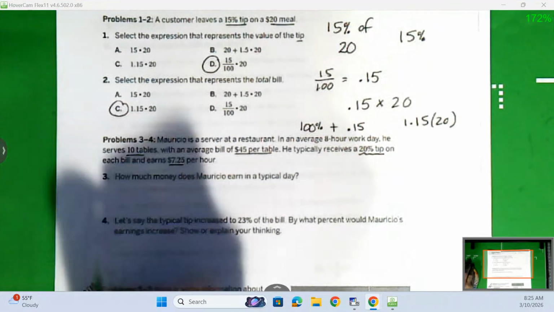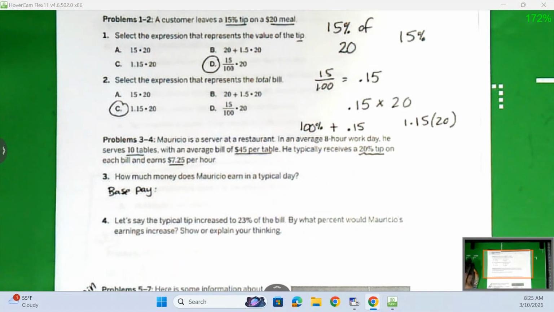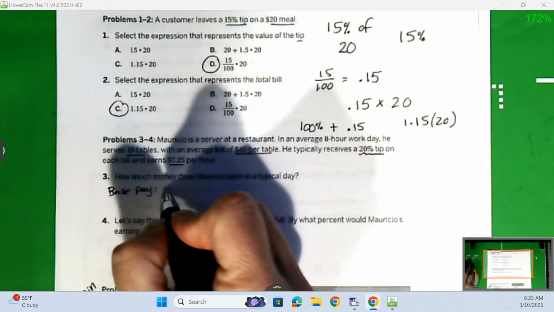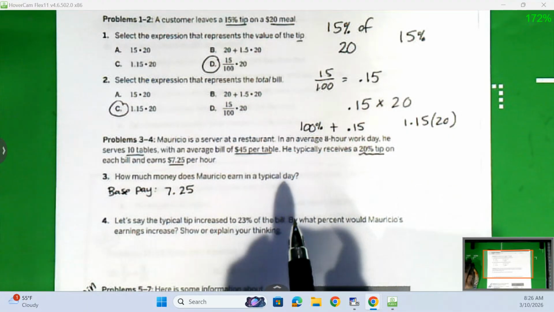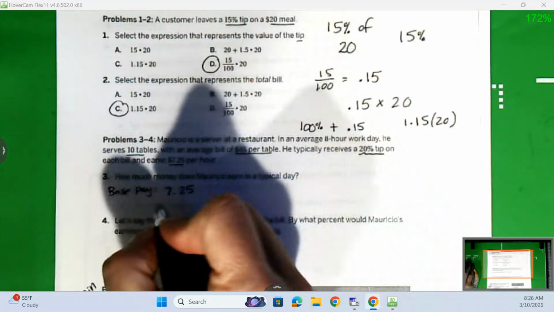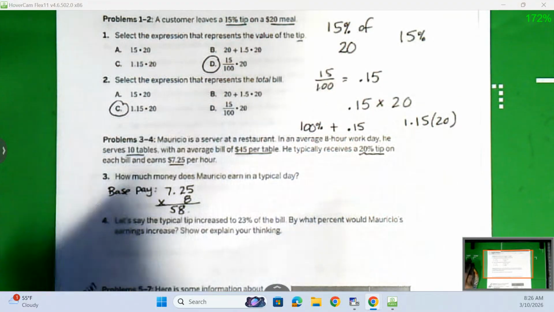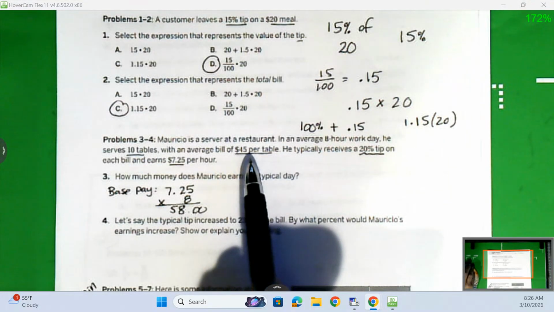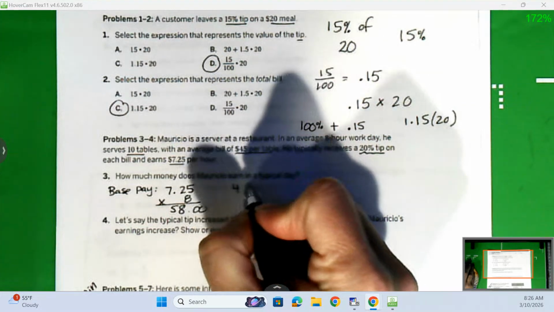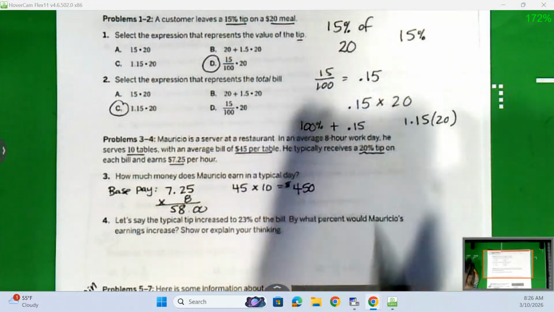Well, first we should look at his base pay, regardless of getting any tips. He gets paid $7.25 per hour. And in a typical workday, he works about 8 hours. So if we multiply that, we get 58. And then he typically serves about 10 tables with bills of $45 per table. So we're going to do $45 times the 10 tables. So bills will be about $450.